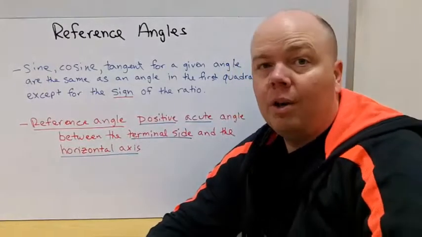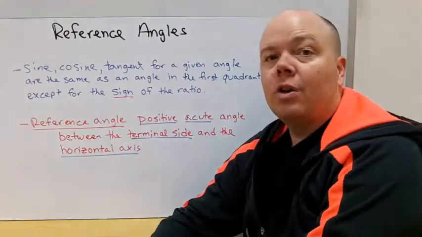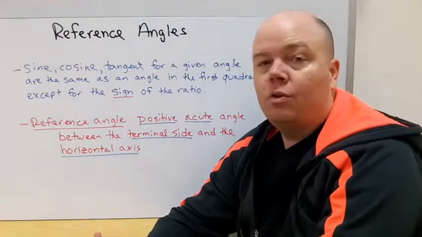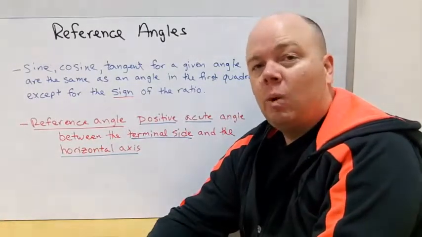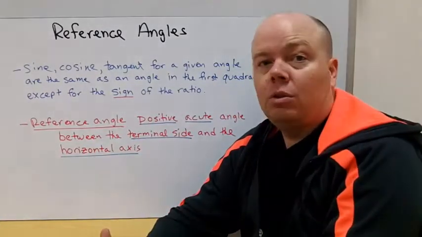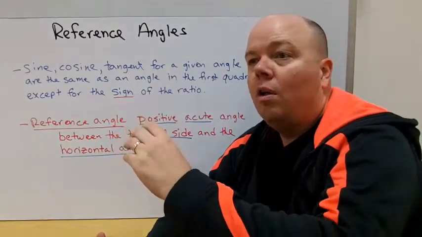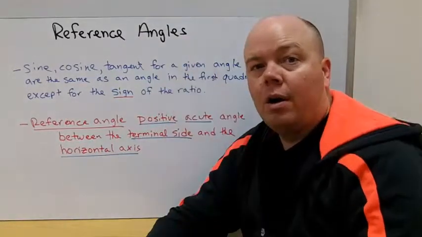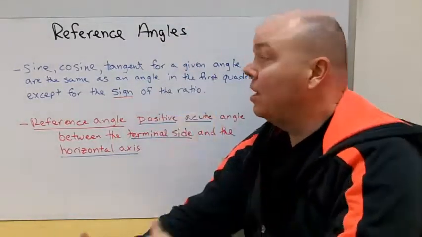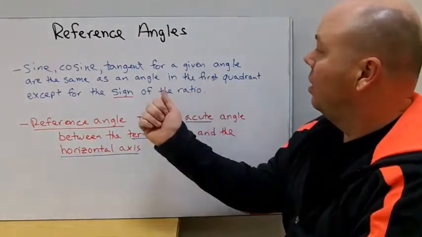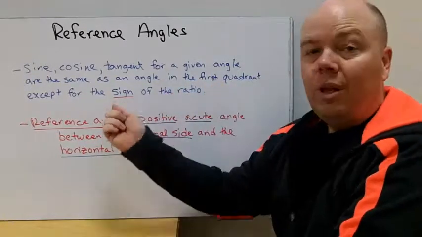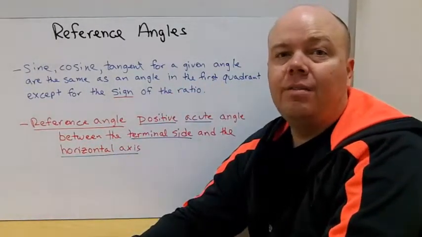In this video, I want to look at reference angles. Reference angles are extremely important in trigonometry because what it means is that all of the ratios, sine, cosine, and tangent, no matter what angle you are, are exactly the same as an angle in the first quadrant. In the first quadrant, the only difference is if it's positive or negative.